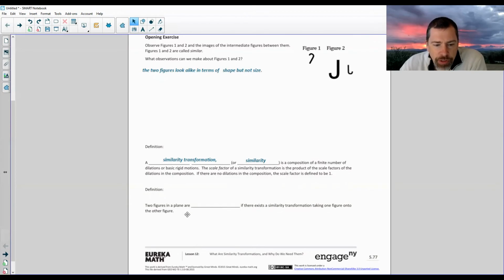So here's the definition. Two figures in a plane are similar if there exists a similarity transformation taking one figure onto the other figure. So this transformation would actually be a rotation and a reflection. Okay, and that's page 1.